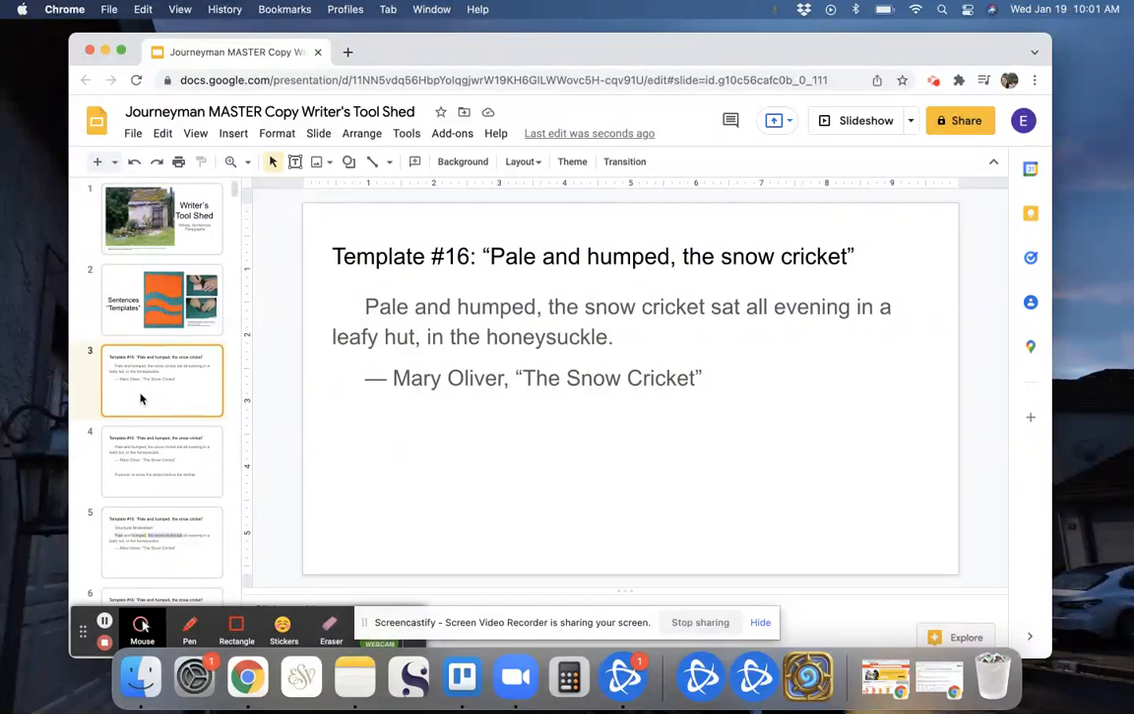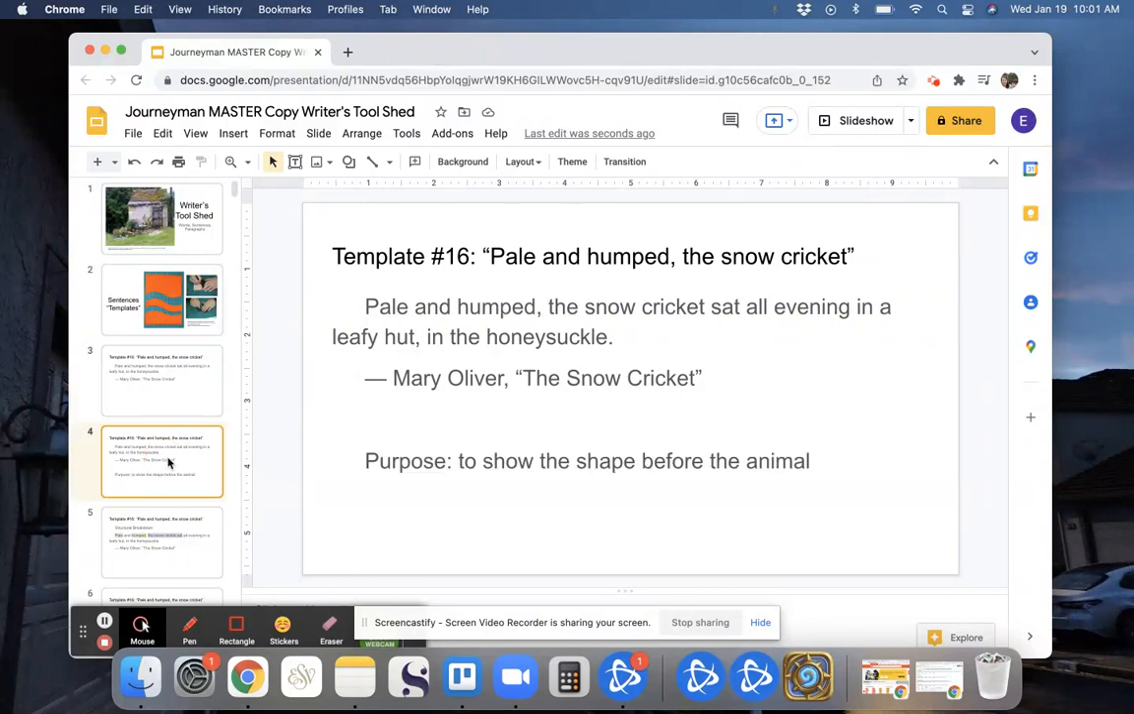Pale and humped, the snow cricket sat all evening in a leafy hut in the honeysuckle. So, this is about a snow cricket. And you notice the strange thing about this sentence is that you get these two adjectives at the beginning, pale and humped. Pale means not very colorful. The colors are pale. And then humped is the shape, like the shape of the body of the cricket.